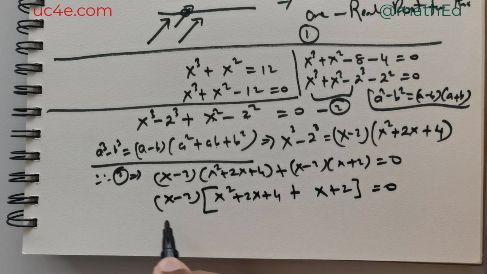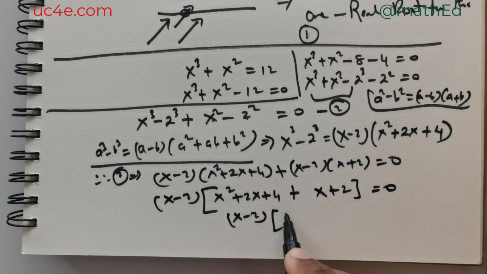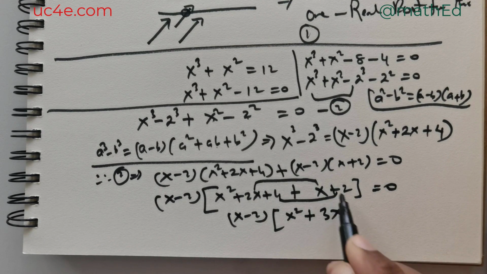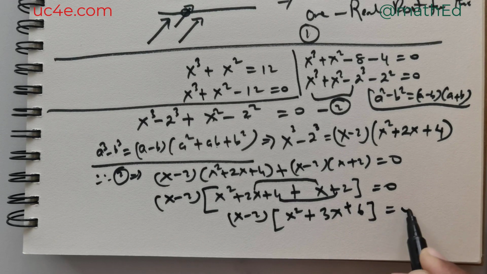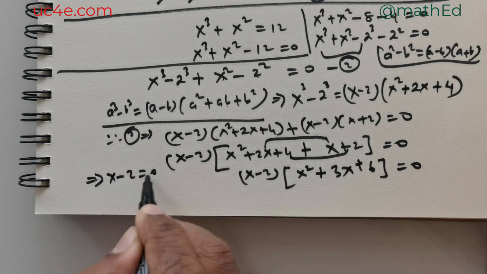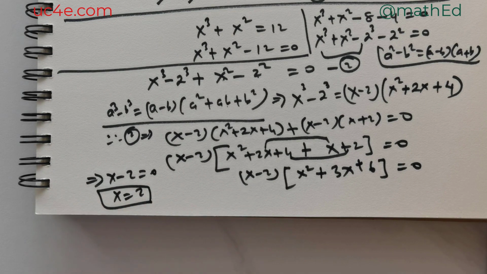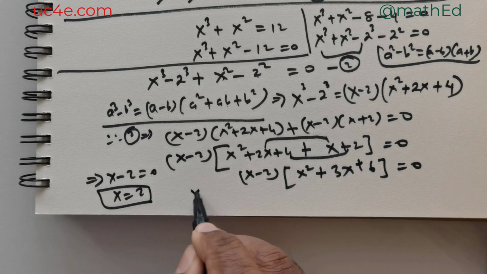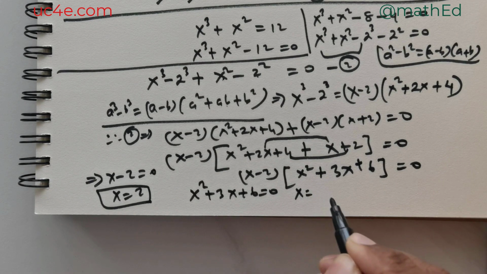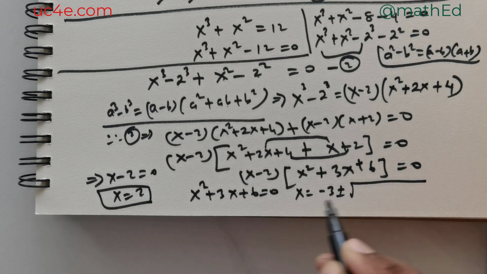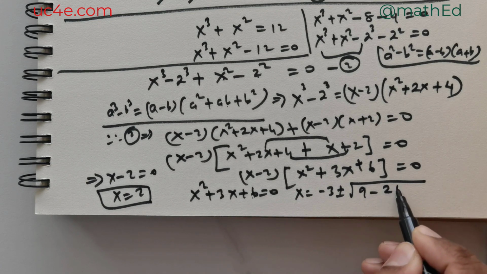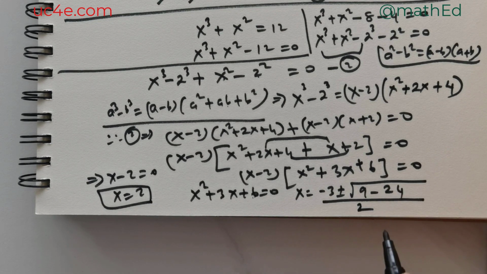So if you were to add this up, what do you get? You get x minus 2 times x squared, 2x added with x would give me 3x, and 4 added with 2 would give me 6, is equal to 0. Now clearly you can see that this would mean x minus 2 is equal to 0, so x is equal to 2. So this is a real root. Fine. Now if you were to solve x squared plus 3x plus 6 is equal to 0, let me show you. x is equal to minus 3 plus or minus root of 9 minus 6 into 4, 24, divided by 2.